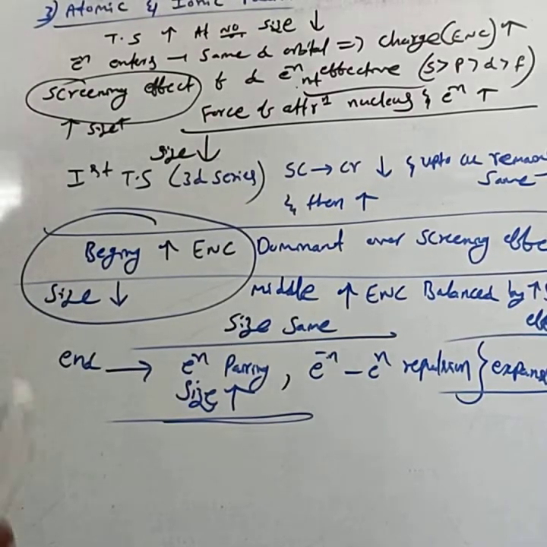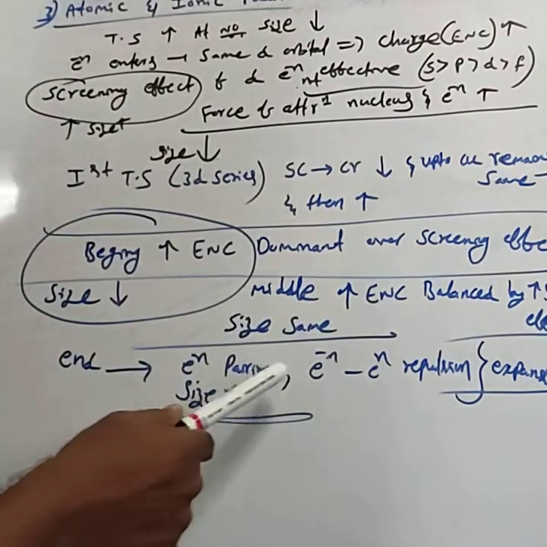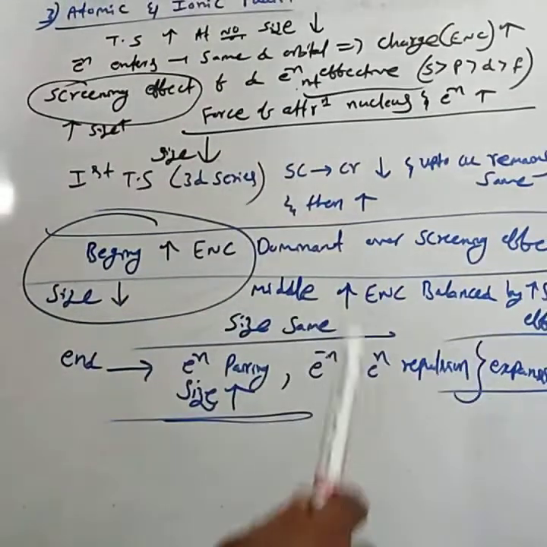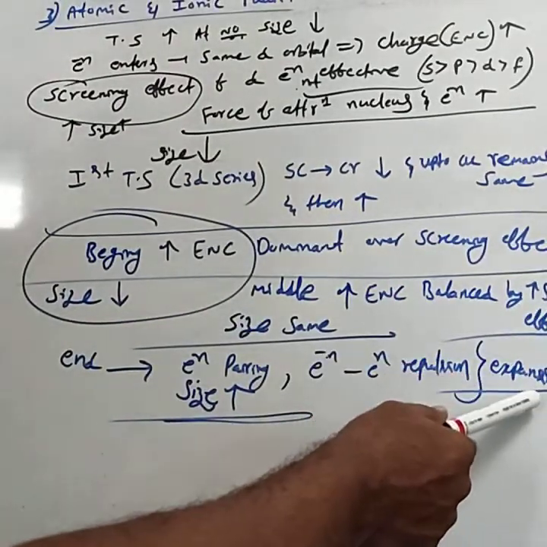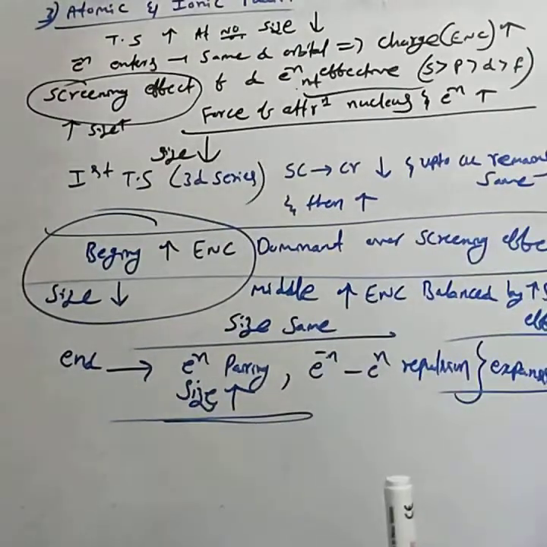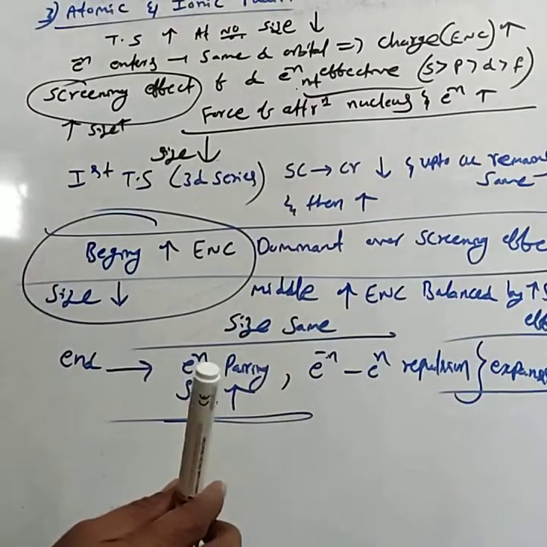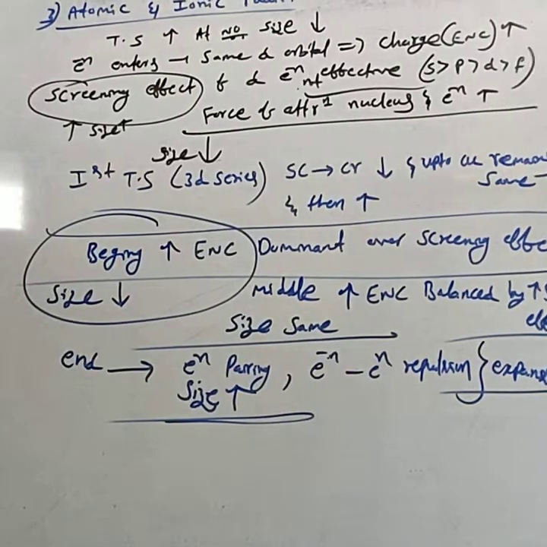At the end of the series, electron pairing occurs. There arises an electron repulsion between the paired electrons, which causes a slight expansion in size. Hence atomic size increases at the end of the series. Next, consider how atomic size varies in the three different series.